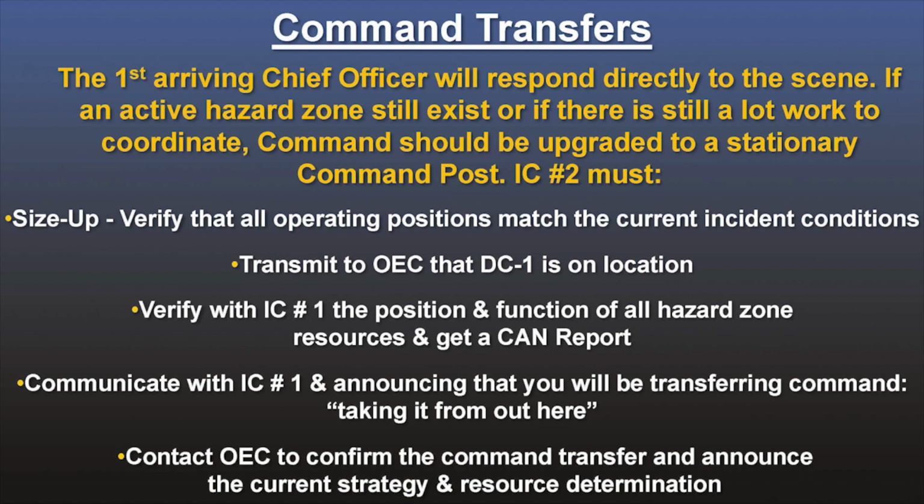IC number 2 must do the following. Must size up the event to verify that all operating positions match the current incident conditions. They must transmit to OEC that District 1 is on location. They must verify with IC1 that the position and functions of all hazard zone resources are correct and must get a CAN report from that officer.